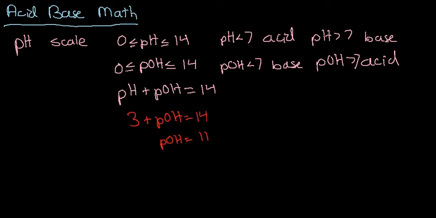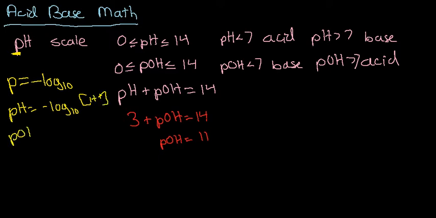Next thing I want to talk to you about is just what exactly does P mean? So this P is actually a mathematical operator, and P simply means negative log base 10 of. So when you're doing pH, your pH simply means the negative log base 10 of your H plus concentration. Your pOH simply equals the negative log base 10 of your OH minus concentration. So that's what P means, and you can apply it to anything. You can have pKa, you can have pKp, you can have P anything, it just means negative log of that value.